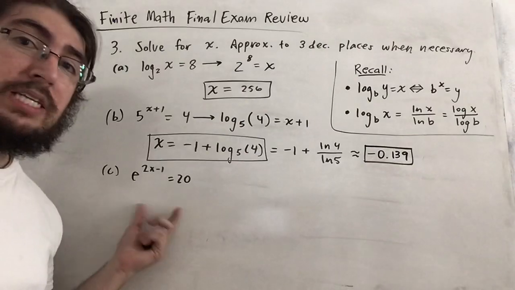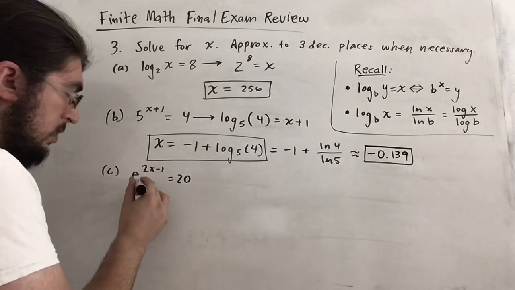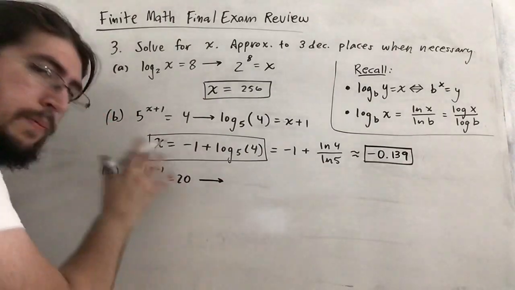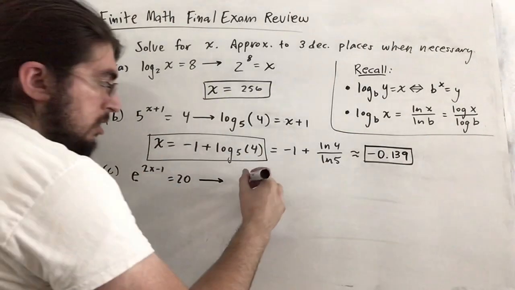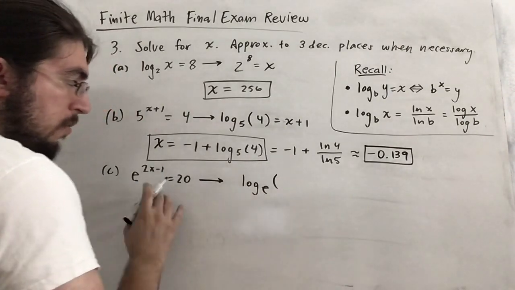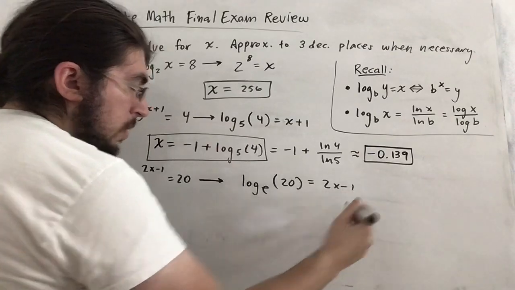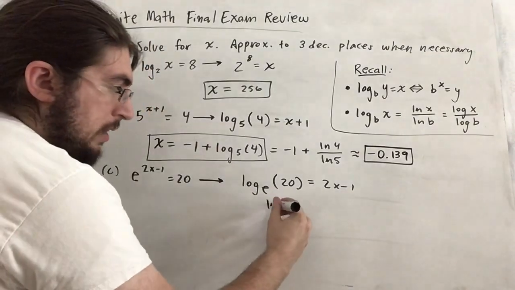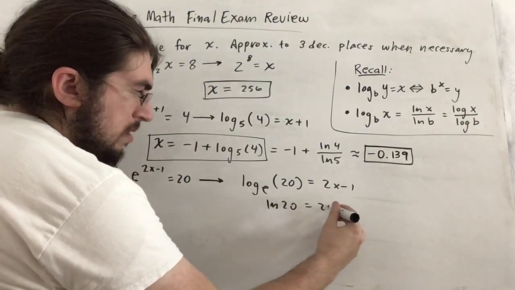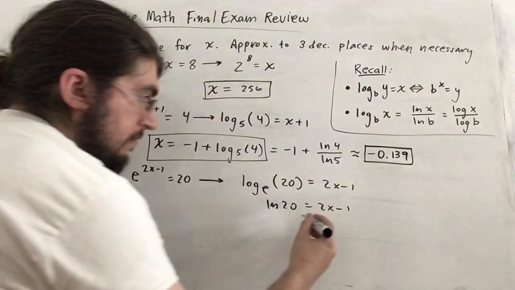Good. So now this one is actually a little more straightforward than b, believe it or not. So we're going to do the same thing, convert this to logarithmic because it's an exponential form. So I'm going to say log base, the base is e, of what the exponential is equal to, 20, is equal to 2x minus 1. Notice that this is just ln of 20. And then all we need to do to get x by itself is add 1 and then divide by 2.